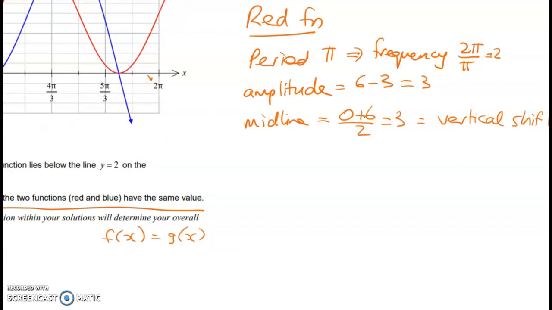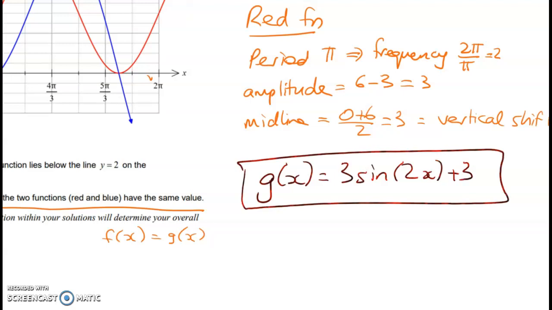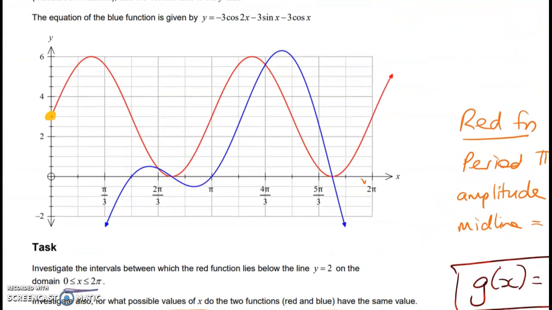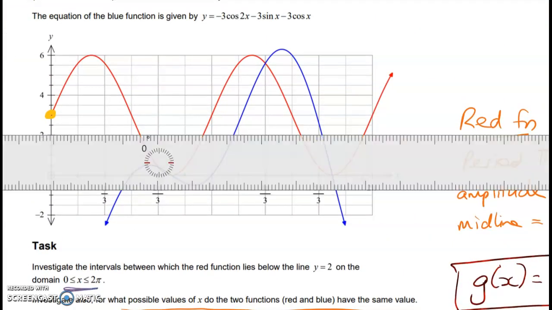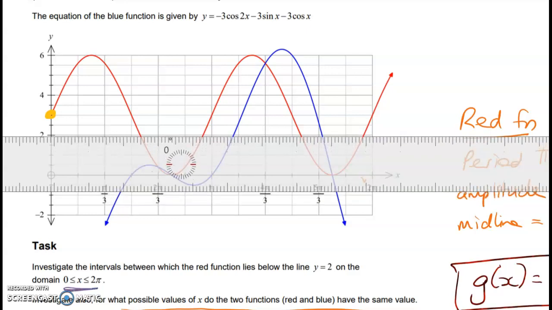And that means that I'm ready to write the function. So what did we call it? G of x will be 3 sine of 2x plus 3. So there's that done. Now the next thing I've got to do is figure out, first of all, where that red function is equal to 2. So we'll put that line in.